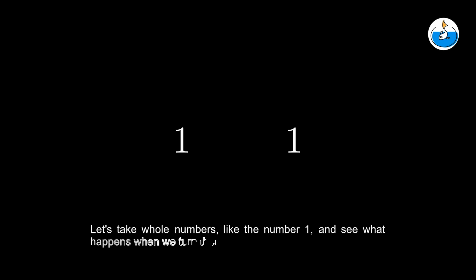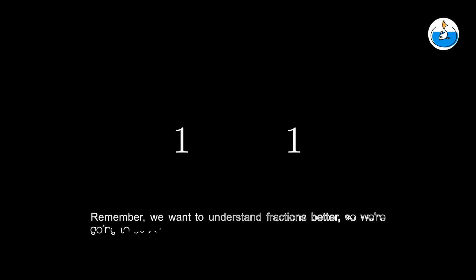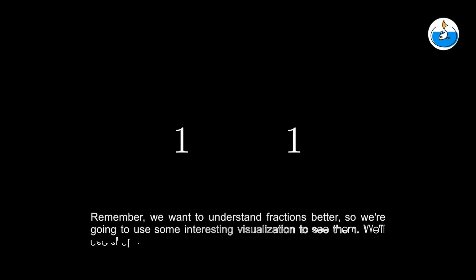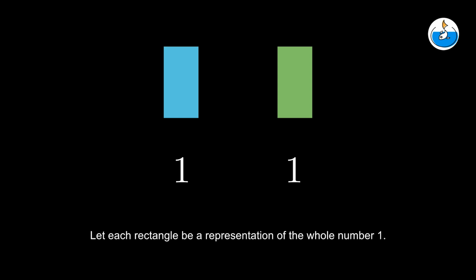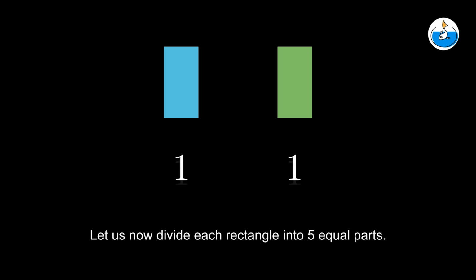Let's take whole numbers like the number 1 and see what happens when we turn them into fractions. Remember, we want to understand fractions better, so we're going to use some interesting visualization to see them. We'll use shapes to show whole numbers, fractions, and to illustrate how fractions are added together. Let each rectangle be a representation of the whole number 1. Let us now divide each rectangle into 5 equal parts.